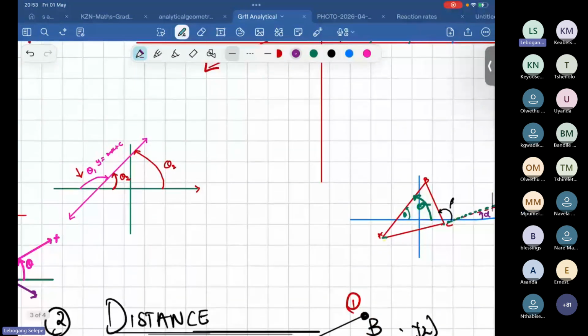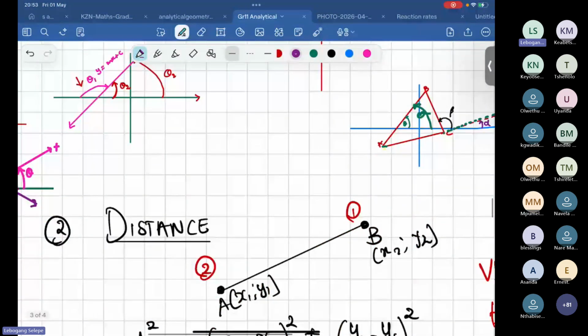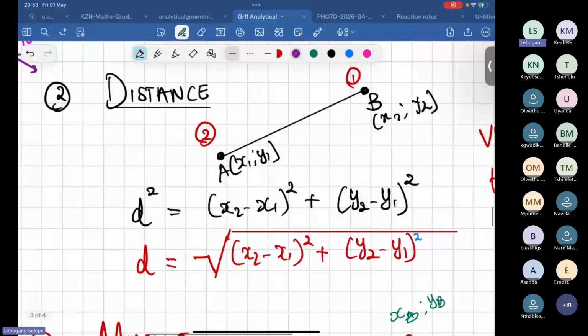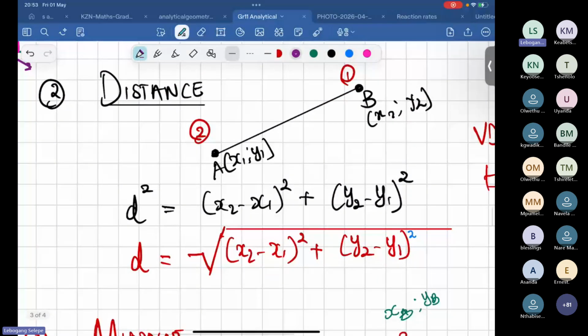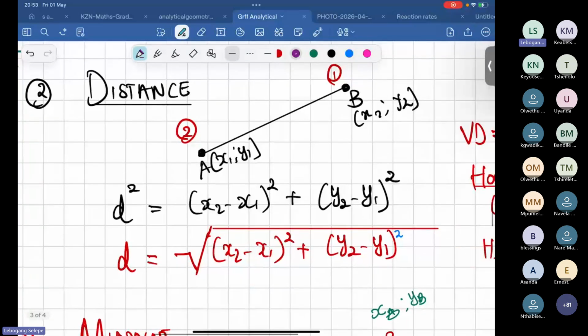So now we move on to distance. Distance is one of the most important things in analytical geometry because distance tells us a lot of things. I can ask you a lot of questions around distance. A question around distance is not always going to be calculate the distance between this. I could tell you to prove something, and the only way to prove it could be distance. And I'm going to show you questions like that.